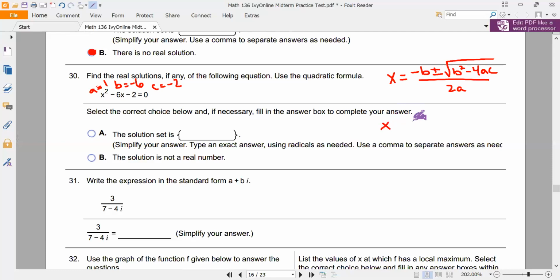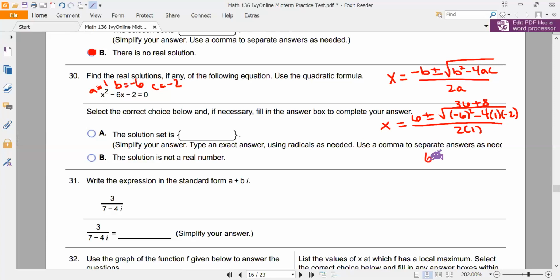Plus or minus square root original b, which would be negative 6 squared, but we are squaring the negative, minus 4 times a, which is 1, times c, which is negative 2, all over 2 times a. So this is 36, and this is negative times negative, so that's going to be plus 8. So it looks like we're getting the square root of 44. I'm going to write that on my next line.